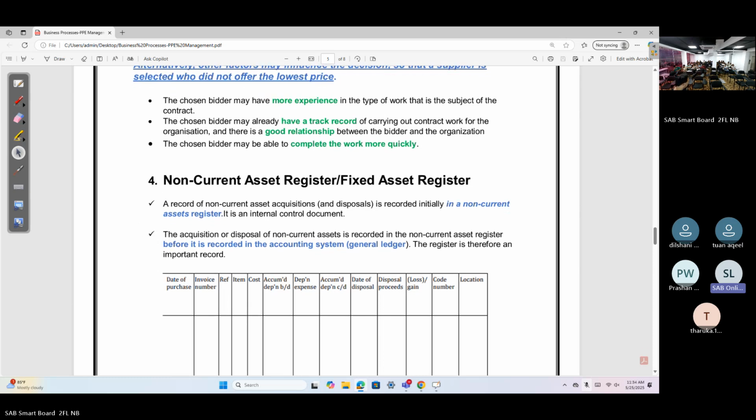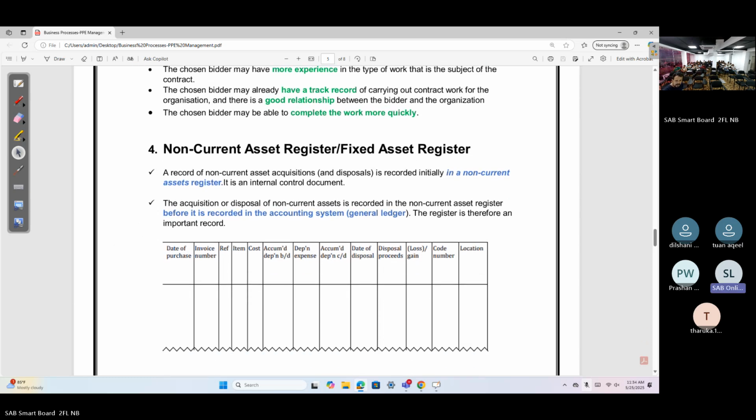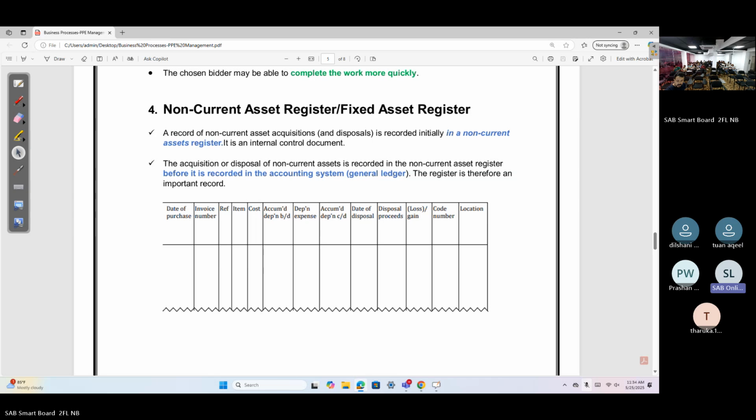It is an internal document, an internal control document. The acquisition or disposal of non-current assets is recorded in the non-current asset register before it is recorded in the accounting system. First, the transaction must be recorded in the FAR. After that only, your ERP system or other accounting system must be updated. The register is therefore an important document, an important record.